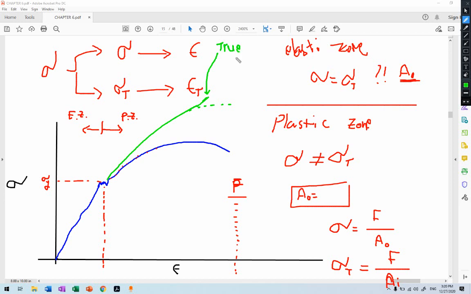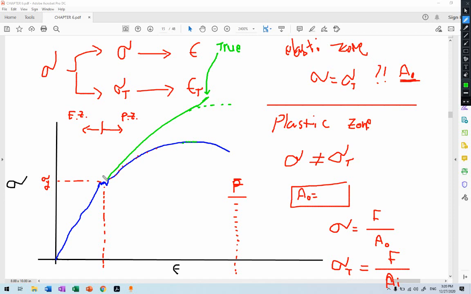Why does it keep rising? Because the area keeps reducing at the bottom, and if the area keeps reducing, the stress keeps increasing. That's what the true stress is. But why is this gonna come down? If you think about it, the area is constant. It's not gonna change. But the material cannot handle any more. That's why it comes like this.